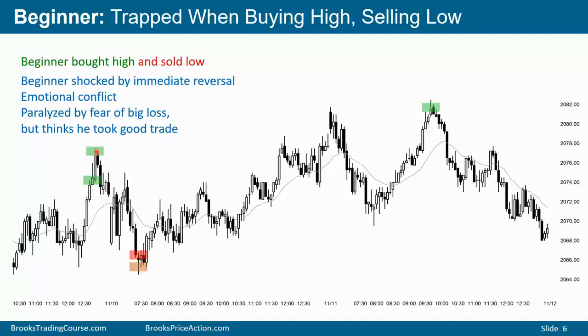The beginner buying up here is shocked by how quickly the market reversed down, and same here. He's shocked by how quickly and relentlessly it reversed up. Same with up here. But that's how trading ranges behave.